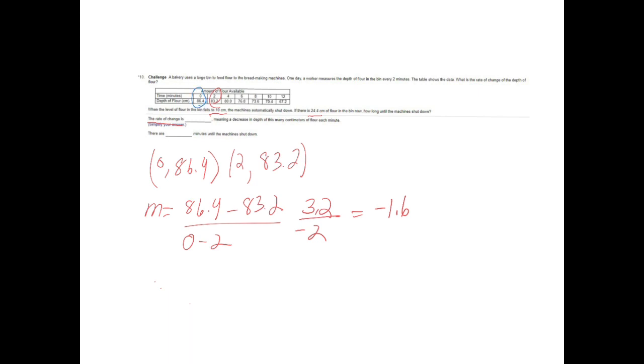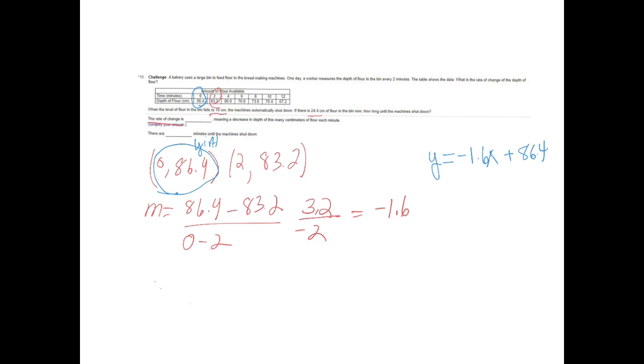Now, I already know the equation of the line here because it gave me the y-intercept. This is the value of y when x equals 0. So this is the y-intercept, my b value. And so my equation of the line would be y equals negative 1.6x plus 86.4.